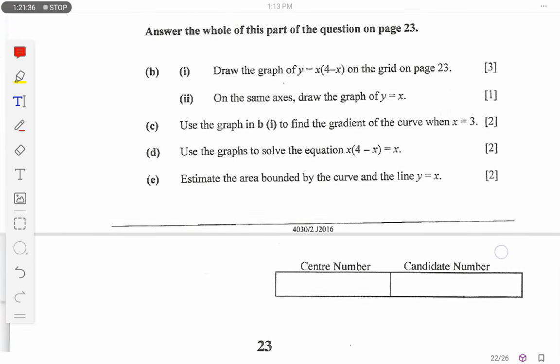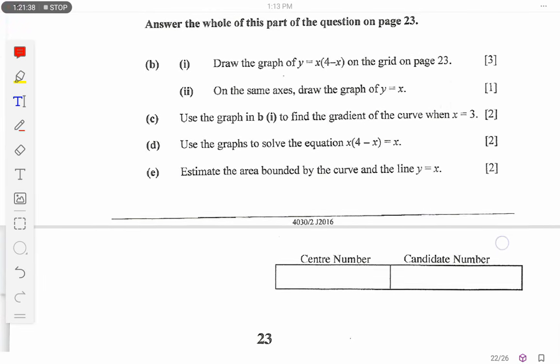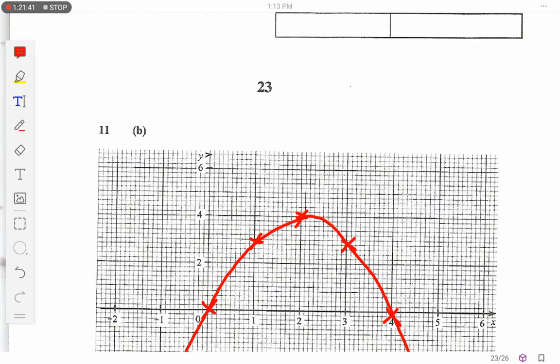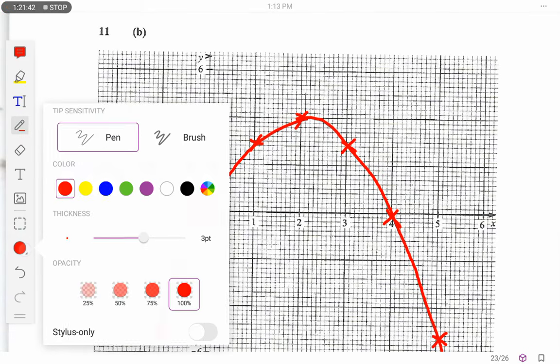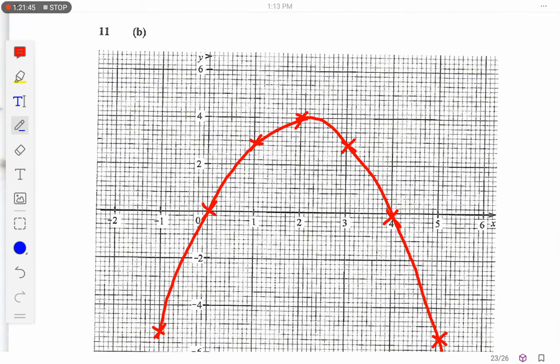They are saying on the same axis, draw the graph of y = x. The graph of y = x is a straight line. When x is 1, y is 1. When x is 2, y is 2. So it's going to pass through 0. When x is 2, it's going to be 2 like that, passing through like this.